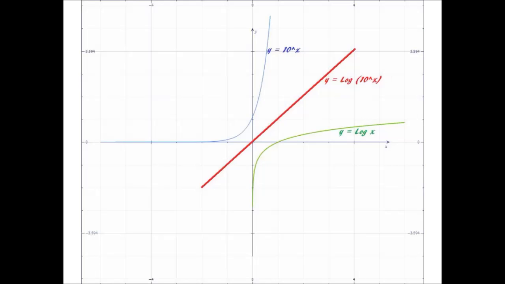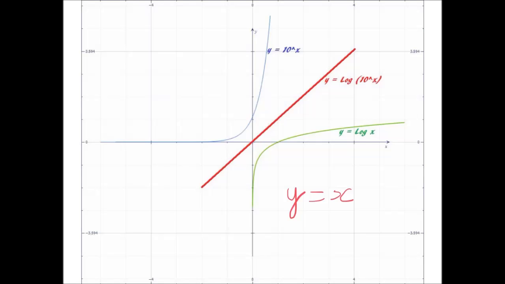Now if we take logarithm base 10 of 10 to the power of x, these two functions cancel each other out and we'll have this time y equal x, which is actually this line here. The red line is also the axis of symmetry between the two functions, the logarithmic function and the exponential function.